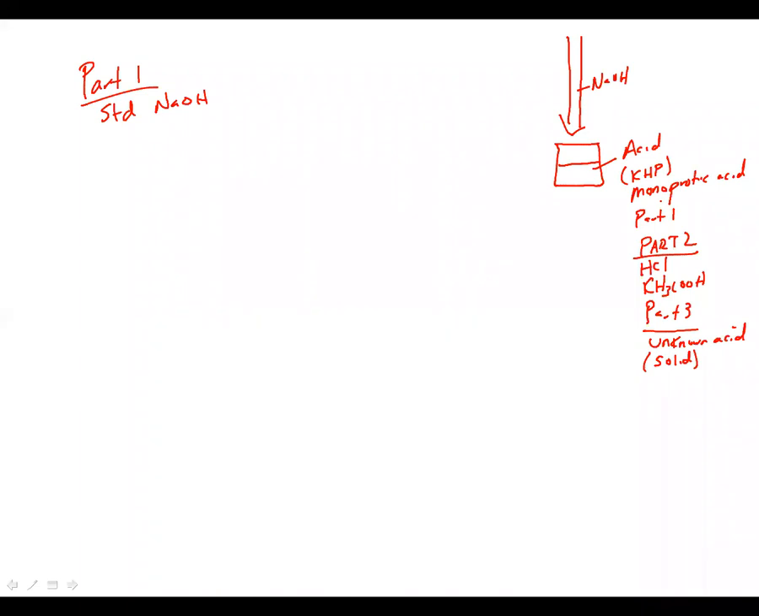Obviously, you pick an indicator to use, something like phenolphthalein, I think, in some of the simulations, and you will actually do the titration. So in part one of the experiment, you're going to standardize your sodium hydroxide, so you will know the molarity of your sodium hydroxide. This is very similar to probably the titrations you did in Chem 50.